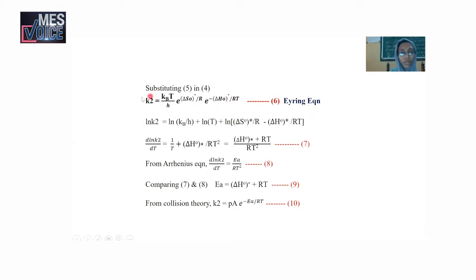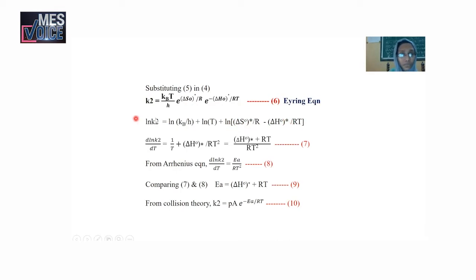Okay. Then take the logarithm of this equation. ln K2 is equal to ln (kB by h). Here T is the variable, but these two are constant. So I separate the terms: ln (kB by h) plus ln T plus the ln of this exponential, which is equal to delta S0 star by R minus delta H0 star divided by RT.